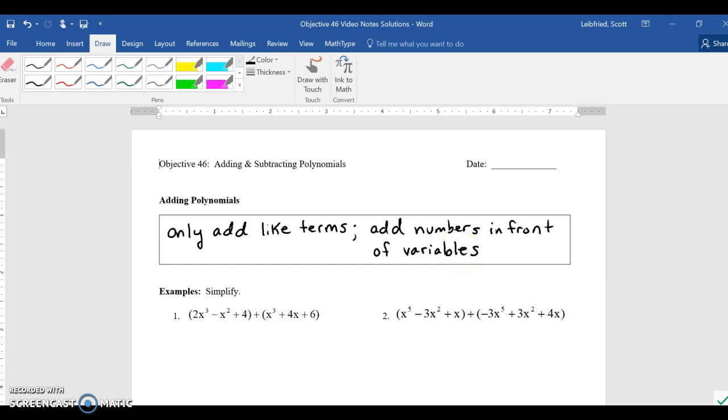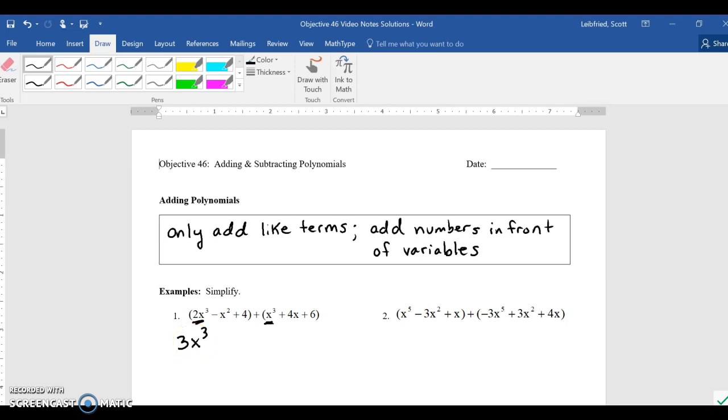Look at number 1. 2x cubed minus x squared plus 4 plus x cubed plus 4x plus 6. So all we have to do is find the like terms. 2x cubed is like with x cubed. So we take 2x cubed, we add it to 1x cubed, and we get 3x cubed.